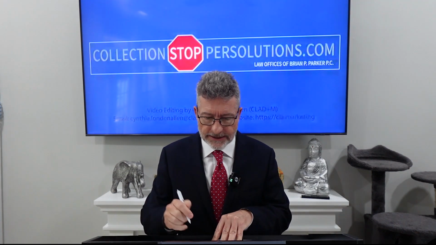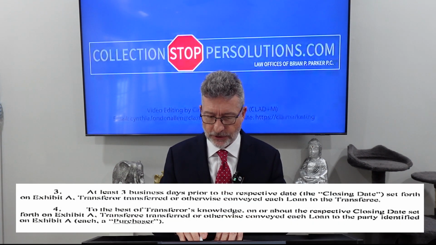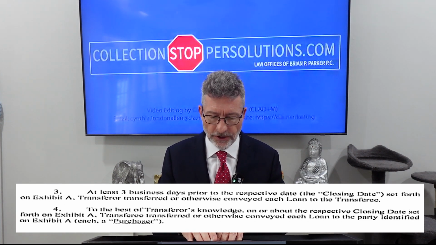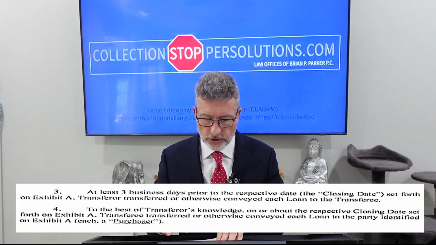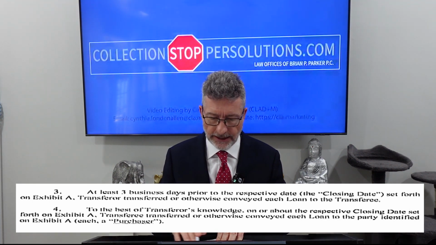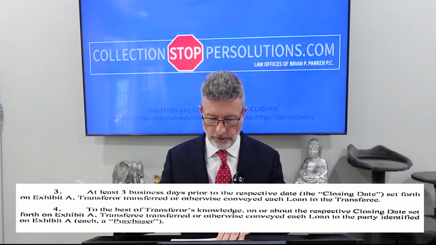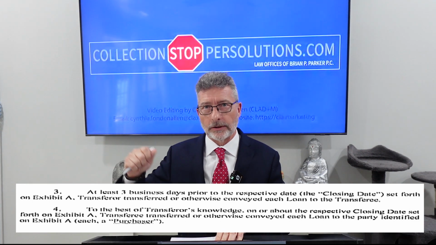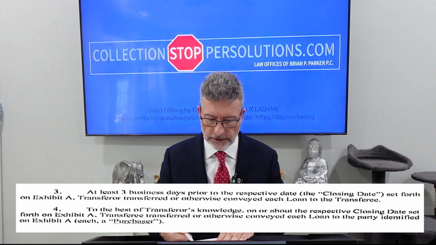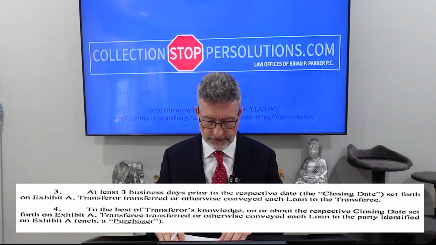So you might see, Your Honor, that in paragraph 4, this is funny the way they write this, to the best of transferor's knowledge, on or about the respective closing date set forth in Exhibit A. There's no Exhibit A. Transferee transferred or otherwise conveyed each loan to the party identified in Exhibit A. You will not see an Exhibit A attached to this motion. They may come up with something now and go, okay, this is Exhibit A, but you'd think that they would do that. So where is the Exhibit A is one linchpin, and no loan of my client is part of any missing Exhibit A.